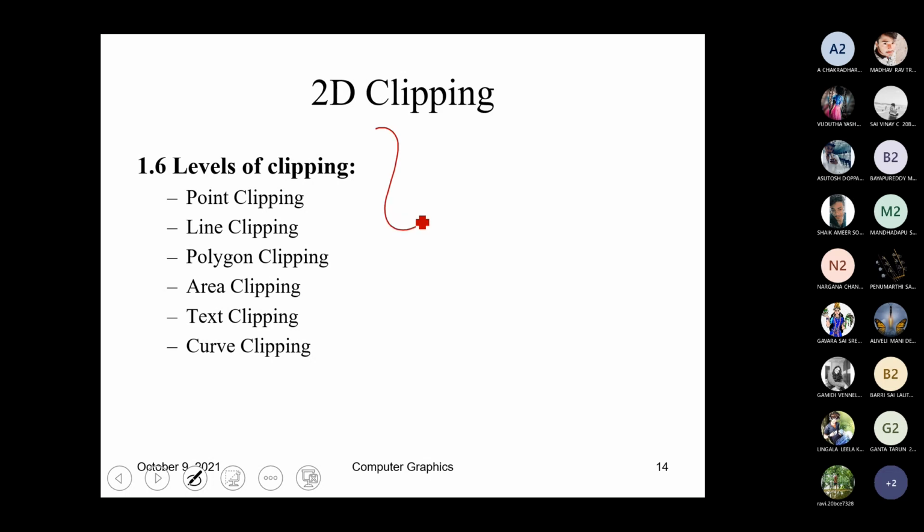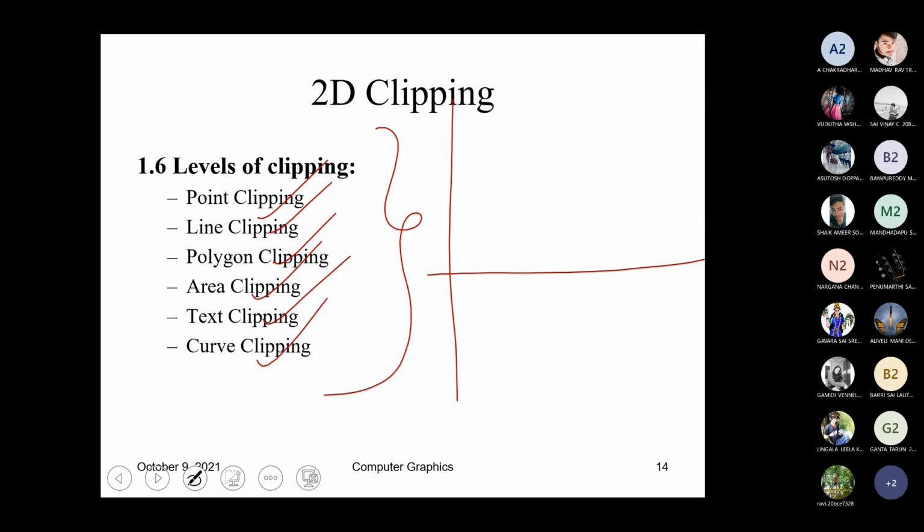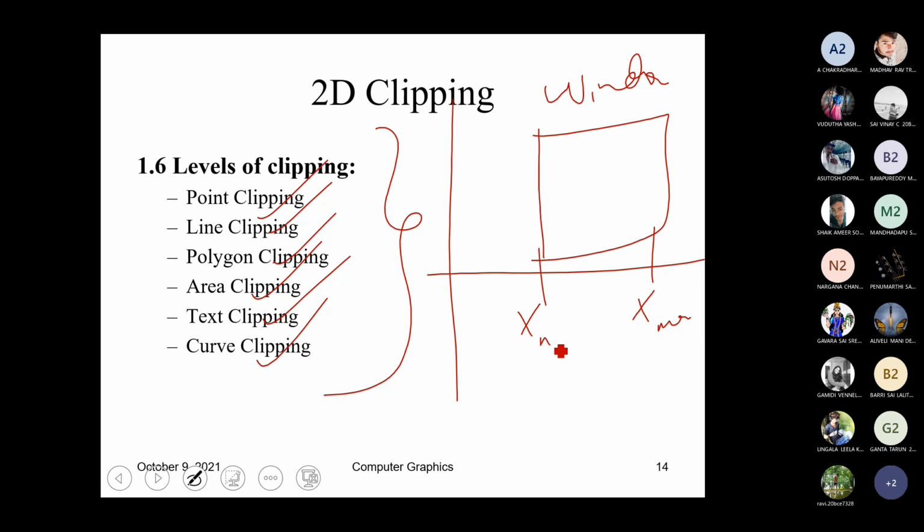Now we are going to see the levels or types of clipping. I told you already: point clipping, line clipping, polygon clipping, area clipping, text clipping, curve clipping. What do you mean by point clipping? Suppose you have a window here in world coordinates. You should decide where your window is, depending upon your x max, x min, y min and y max.